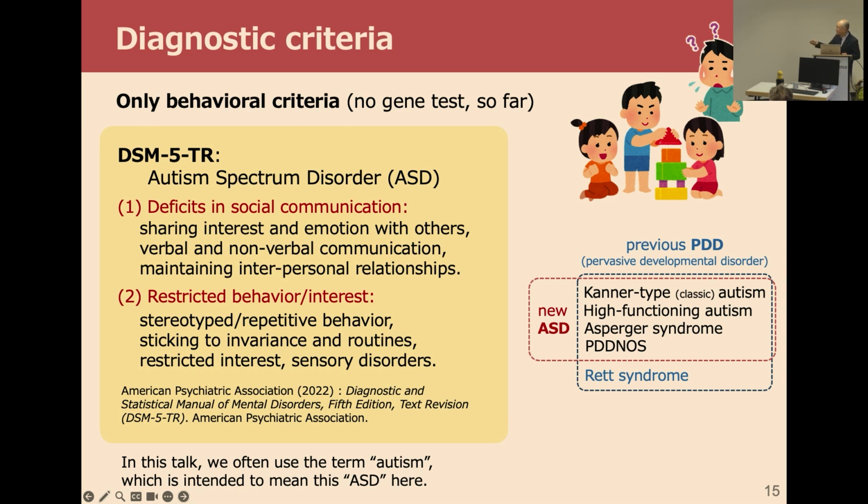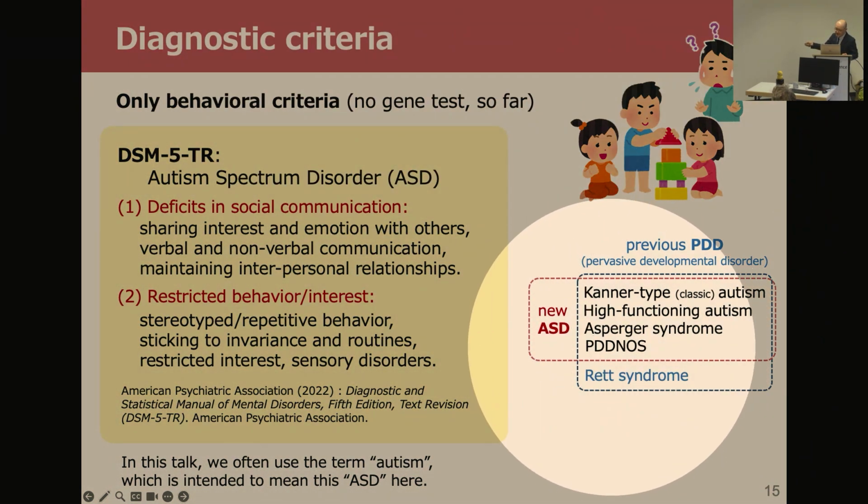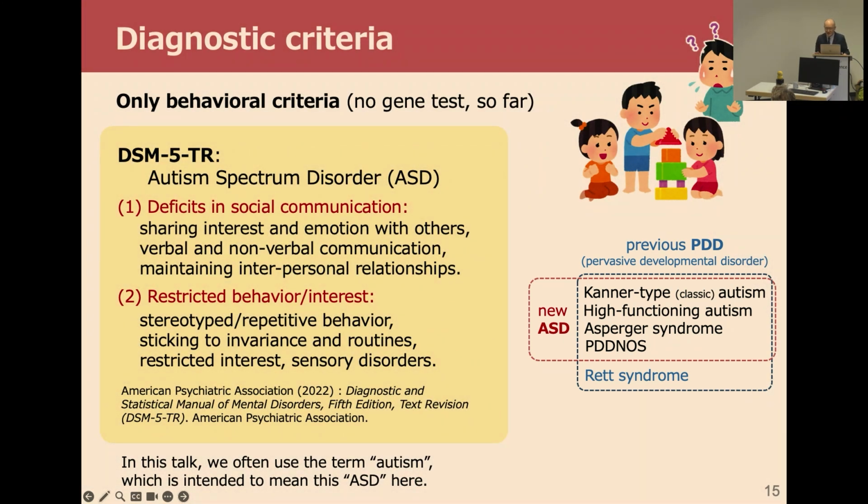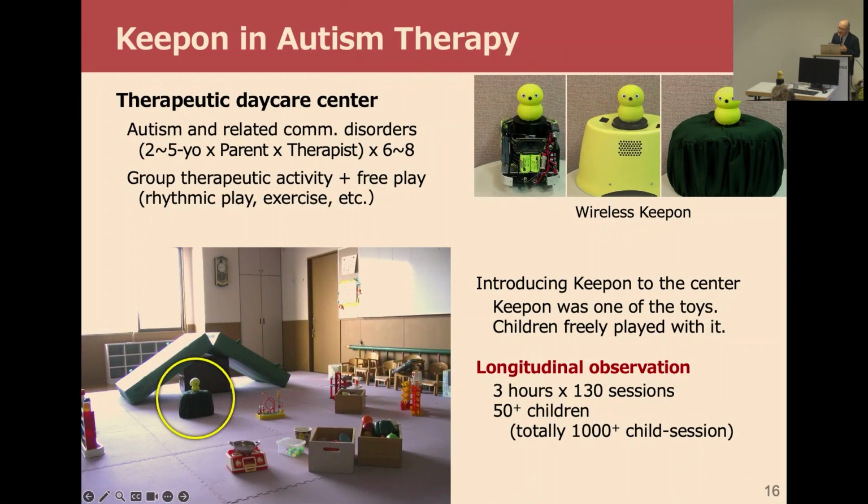Compared with the previous criteria, DSM-4, ASD nowadays includes a whole range of the spectrum under the single name ASD. Today, an increasing number of children come to therapeutic institutes in Japan, but it's not happening only in Japan, but in Europe too, I believe.